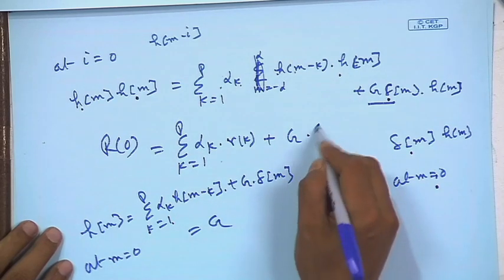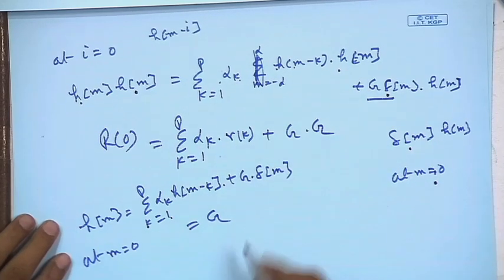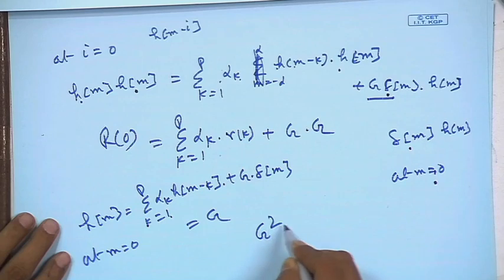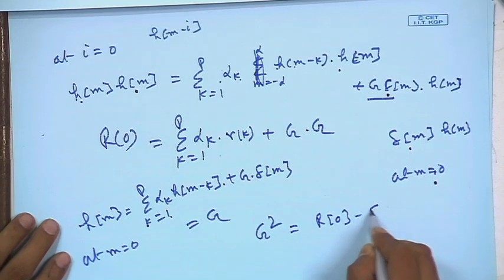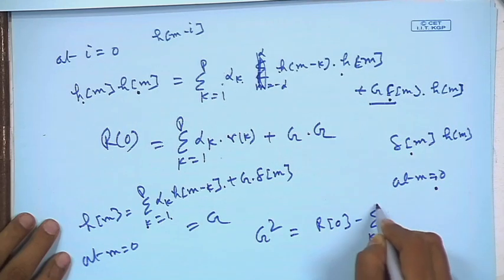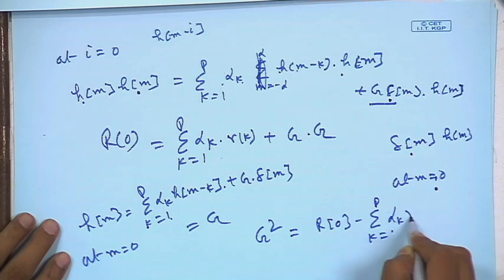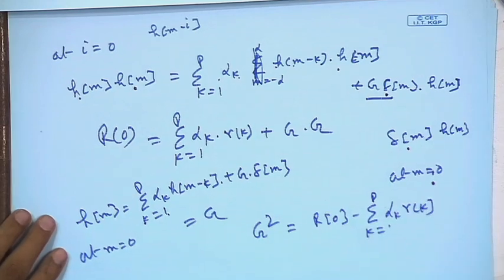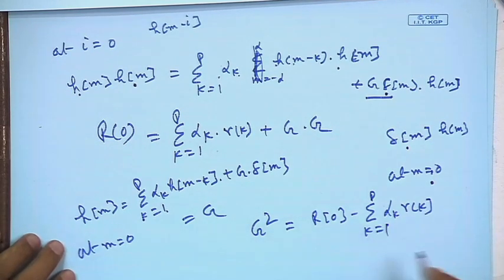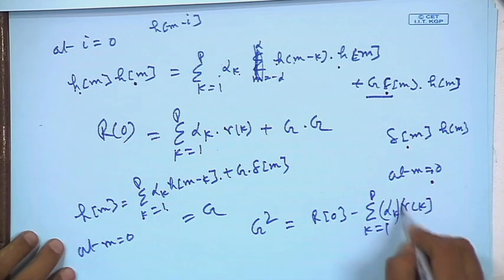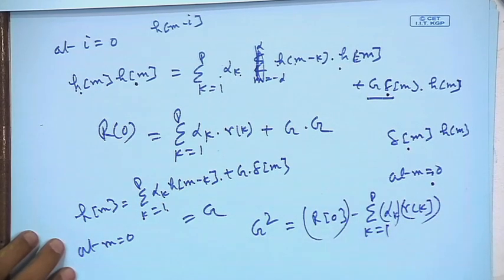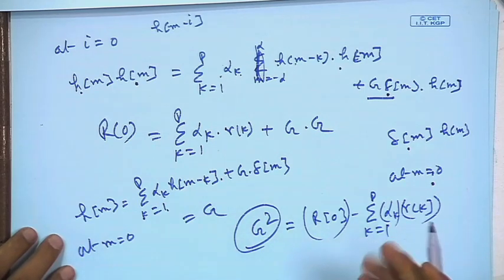So, I can say g into g, so g square. I can say g square is nothing but R0 minus the sum over k equal to 1 to p of alpha_k R_k. If I know the alpha value, if I know the R_k value, if I know the R0 value, I can calculate g square. Once I get the g square, I can calculate g value.